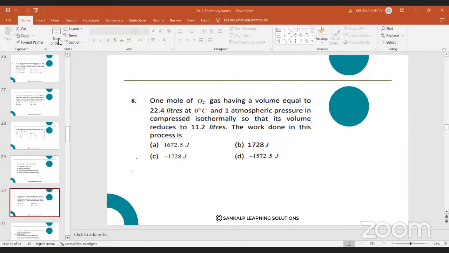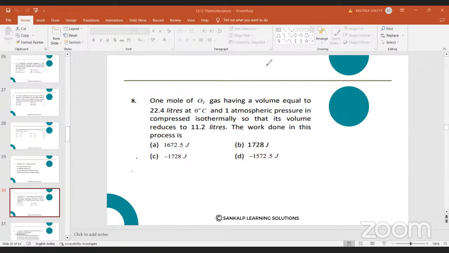It is option D. Yes, ma'am, option D. Everybody is getting the answer. If somebody is not getting the answer, I'll give you a hint. You can continue with the calculation part.